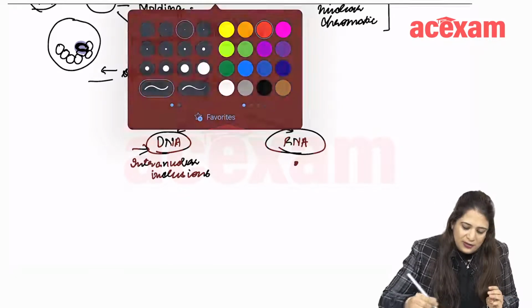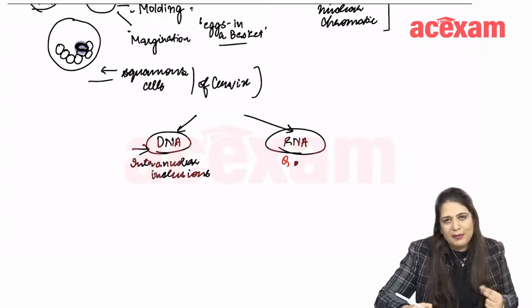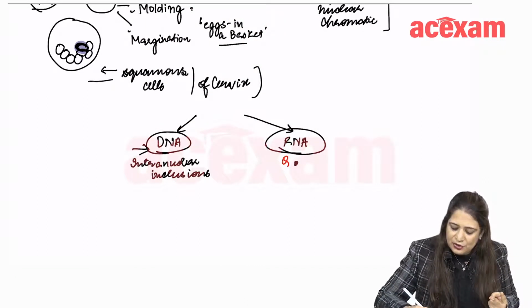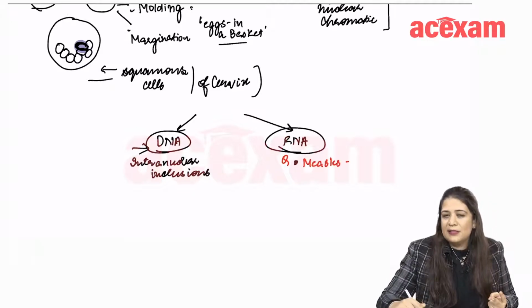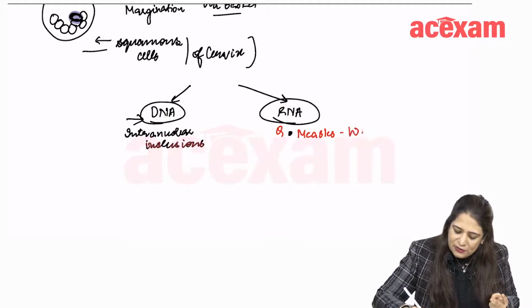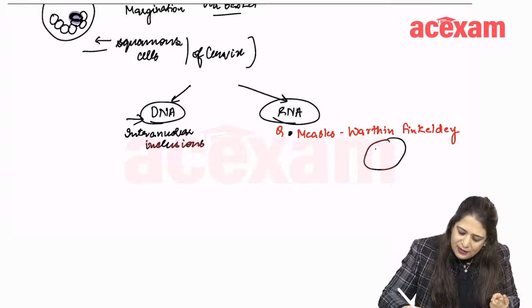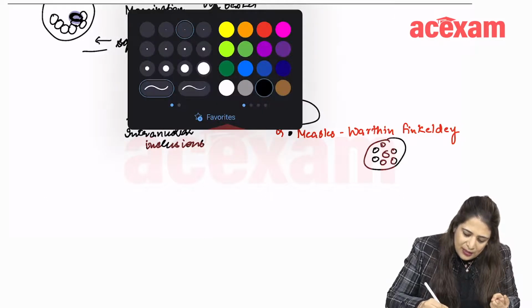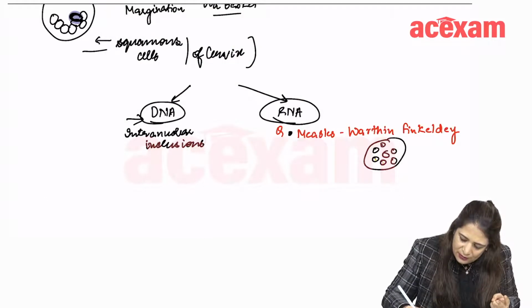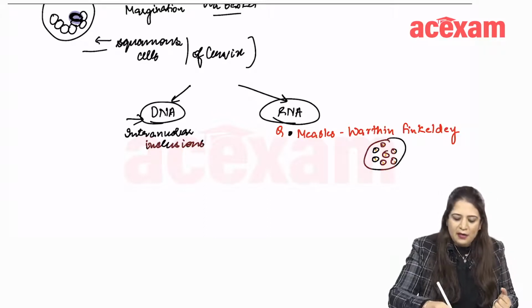another one, which is asked just so many times. It has been repeated twice in the previous two NEET exams, which is measles. Now you would remember that in measles, a certain kind of giant cell is seen, the Warthin-Finkeldey kind of giant cells. These Warthin-Finkeldey giant cells are multinucleated, and these nuclei show small inclusions, right? And they are seen in lungs.